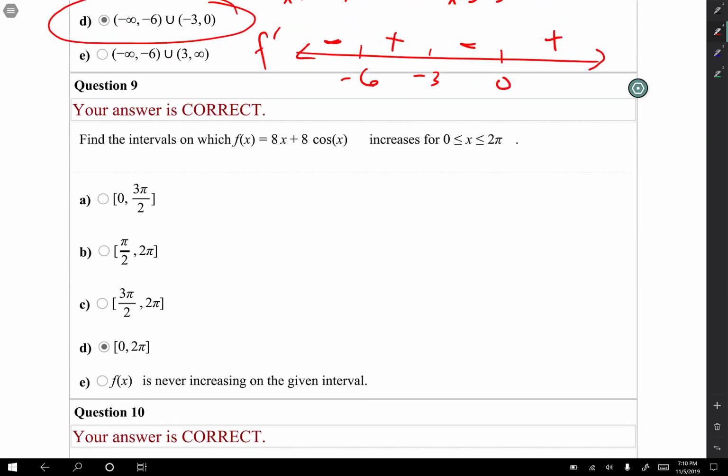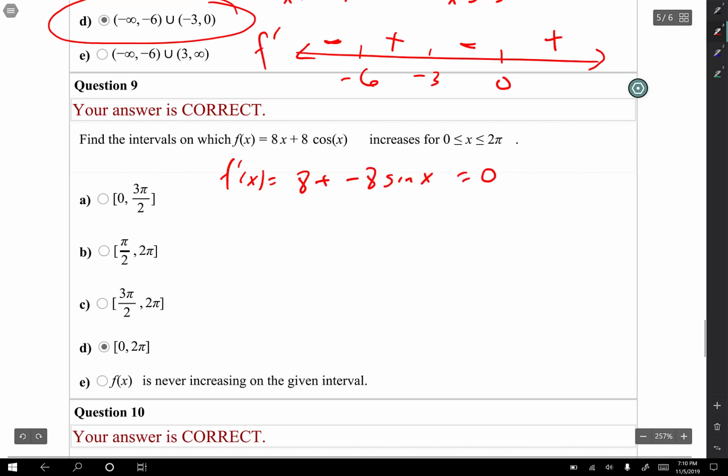Find the intervals on which this is increasing. So let's take a derivative. F prime of x is equal to 8 plus a negative 8 sine x. So the derivative of cosine is a negative sine. Set that equal to 0. So negative 8 sine x equals negative 8, so sine x equals 1. So that means that x equals pi over 2.